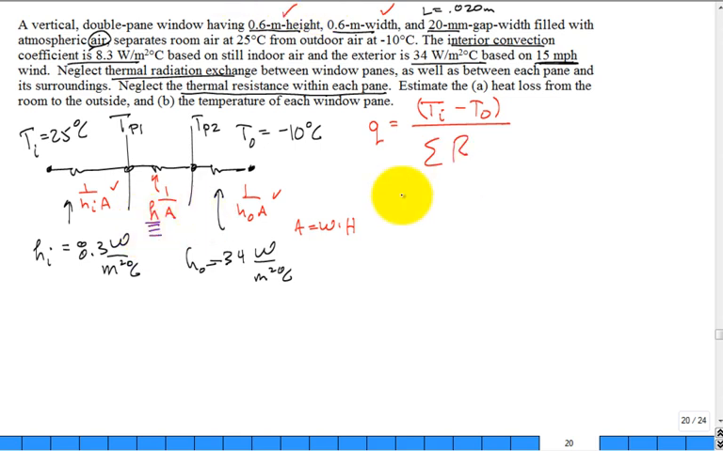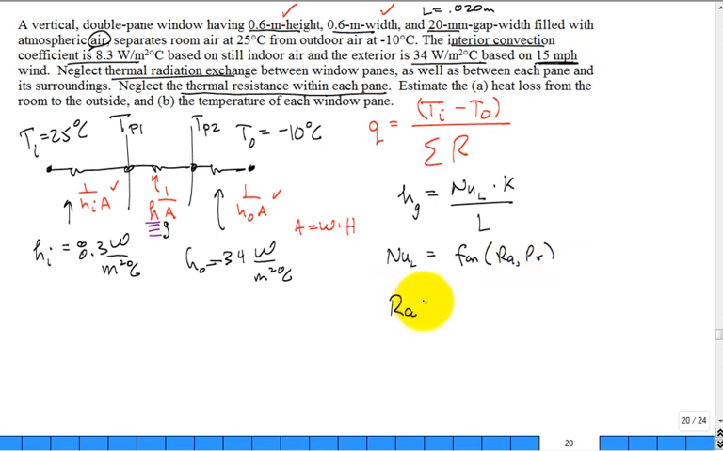How do I calculate that h? Let's call it the h in the gap. That's going to be the Nusselt number, as a function of the thickness of the gap, times the thermal conductivity of the fluid in the gap, air, divided by the gap thickness. How do we get that Nusselt number? You look for the right correlation, which is a function of the Rayleigh number and the Prandtl number. And the Rayleigh number, based on the gap thickness, is g beta delta T L cubed divided by nu alpha.